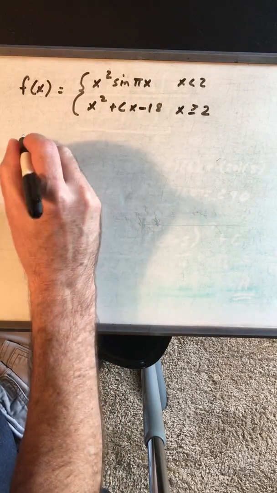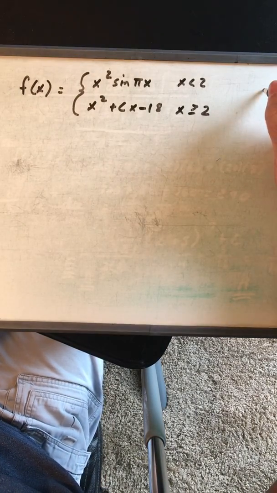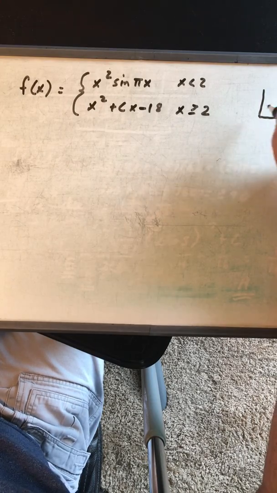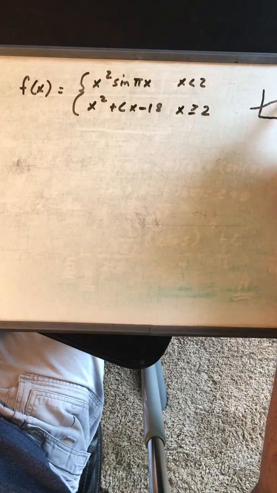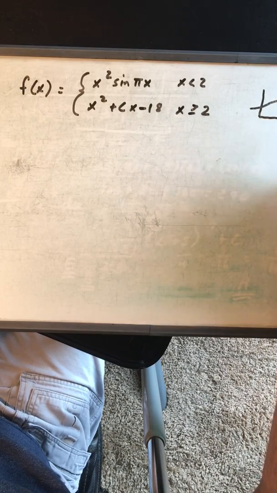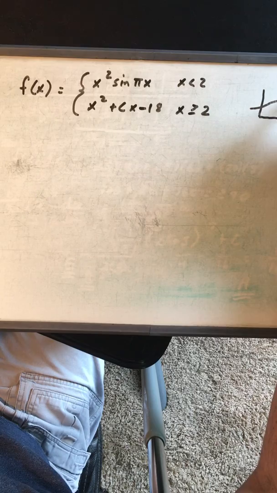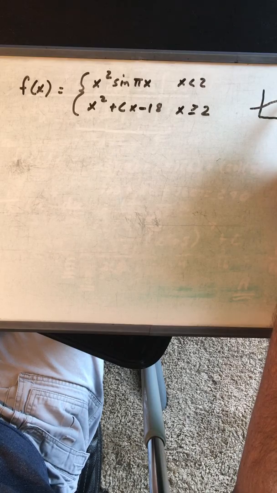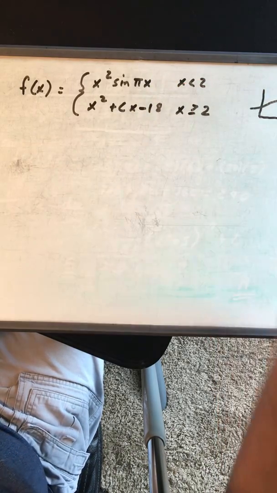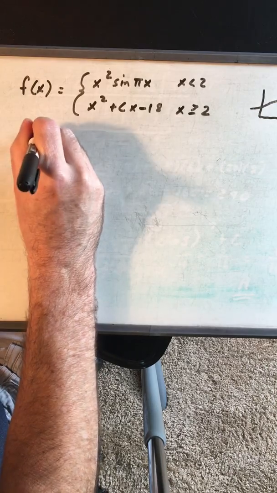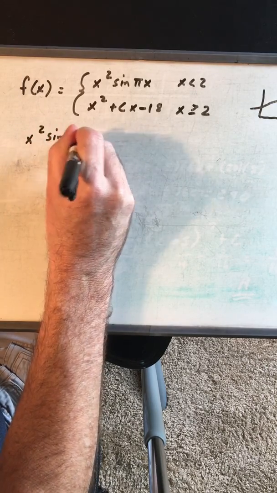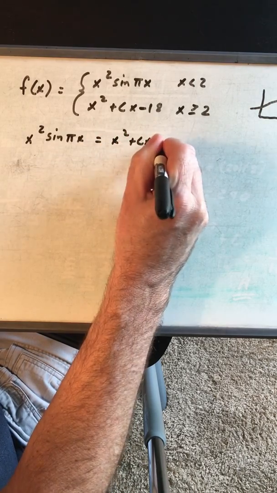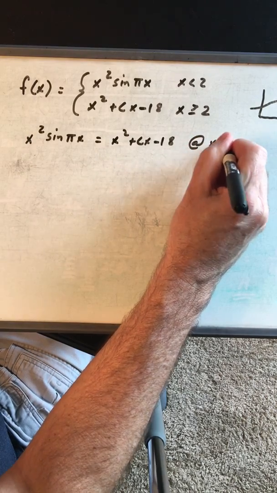Because what that's saying is at x equals 2, if we're graphing this thing, and I have no idea what the graph looks like, the one on the left, let's say it was like that, and then let's say the right function is a parabola that looks something like that. If it's continuous, when you plug 2 in, these two are going to be equal. So we would have x squared sine pi x is equal to x squared plus cx minus 18 at x equals 2.